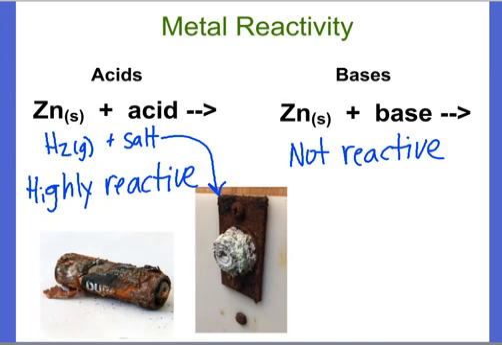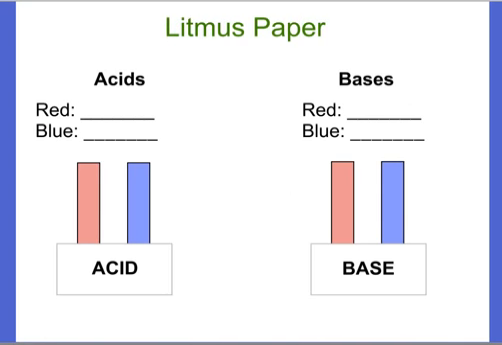Okay, not reactive. Now, if you remember from the little mini lab that we did, we tested acids and bases on some different types of indicator paper. Litmus paper is a type of paper that can indicate whether or not you have an acid or base. It won't tell you what kind of acid or base you have or what the pH is. It'll just help you know if you do have one.